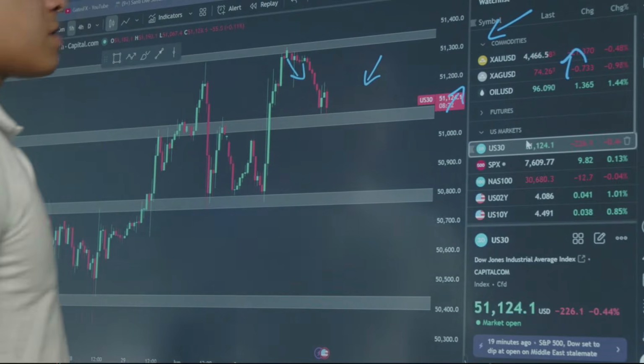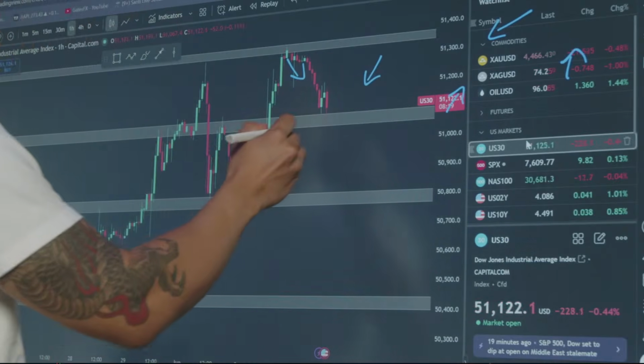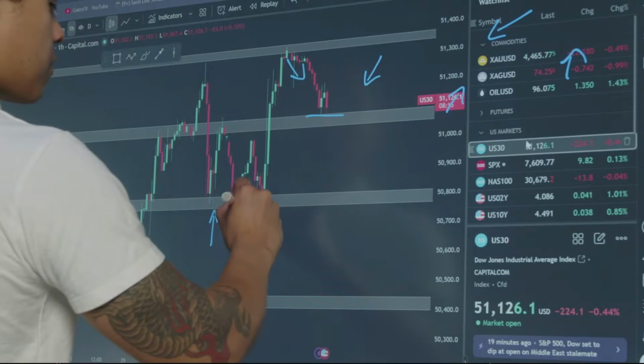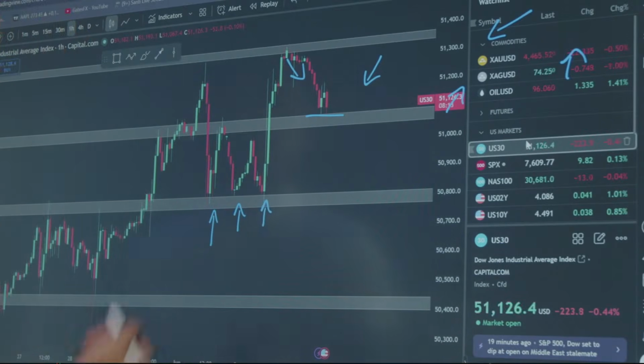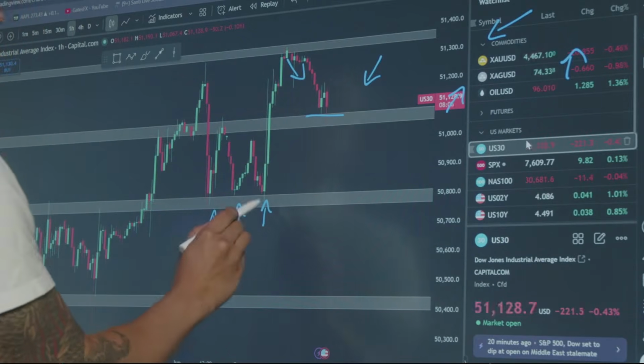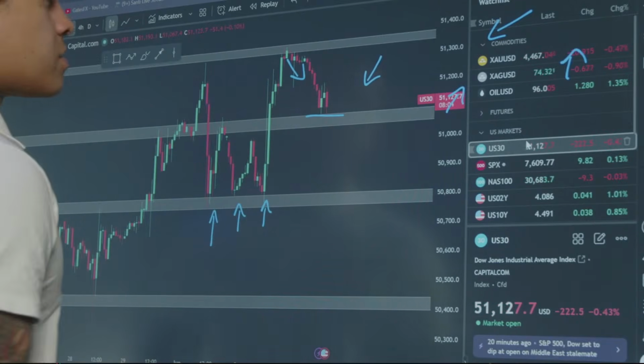US30, I apologize, let's go back to that. We want to stay above this zone, which is these lows that continue to get created. And we're going to look for a repetition of what we've seen in the past, which is we see the pullbacks take place. After the pullbacks take place, we get the exhaustion. So what you got here, what you got here, what you got here. And then you have your continuations.